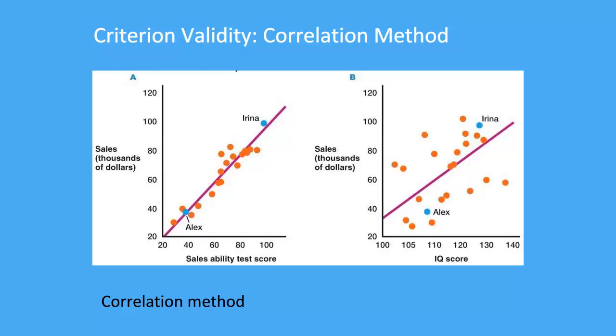On the right, example B there, we have the relationship between IQ score and sales. So here we're saying, does IQ score lead to higher sales? So smarter people can sell more.